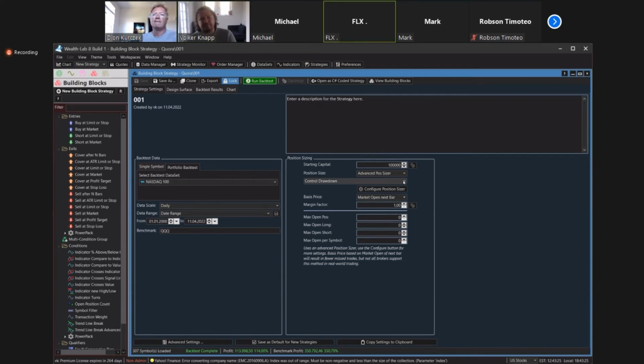Gotcha. So let's just say, for instance, I wanted to be able to do that outside of the strategy blocks, in the C# code. Would that be possible also if I really wanted to dial it in? What you would need to do is actually do it in another development tool. You'd need to create a .NET class library that contains your new position sizer. So it would be some development outside of the Wealth Lab environment.